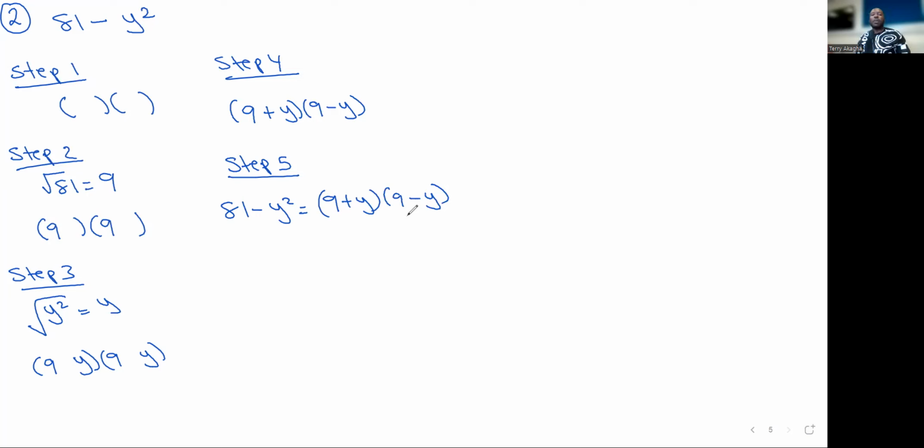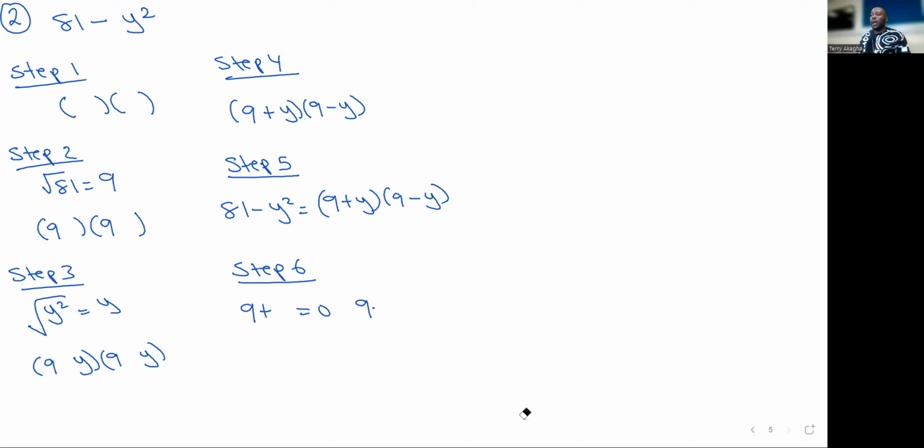So you can see we're done with factorization already. But usually they ask you to find the value of y, all right? So because of that, we'll now go to step 6. With step 6, we equate each of the brackets separately to be equal to 0. So we have 9 plus y is equal to 0, and 9 minus y, I beg your pardon.